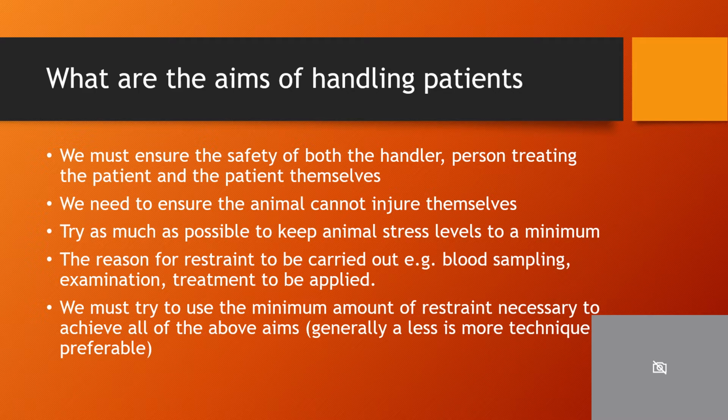So what are the aims of handling patients? We must ensure the safety of both the handler, the person treating the patient and the patient themselves. We need to ensure the animal cannot injure themselves. Try as much as possible to keep the animal's stress levels to a minimum. We also need to consider the reason that restraint is being carried out and not carry it out unnecessarily, but only when required, such as for blood sampling, examination or treatments to be applied. And we must try to use the minimum amount of restraint necessary to achieve all of the above aims, and generally a less is more technique is preferable, and that is particularly relevant to our cat species.